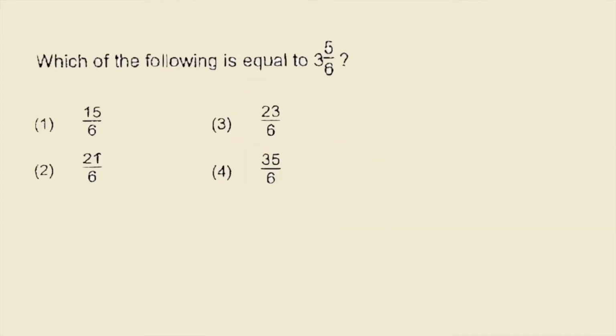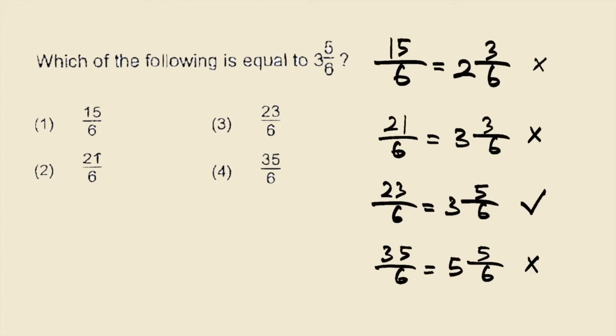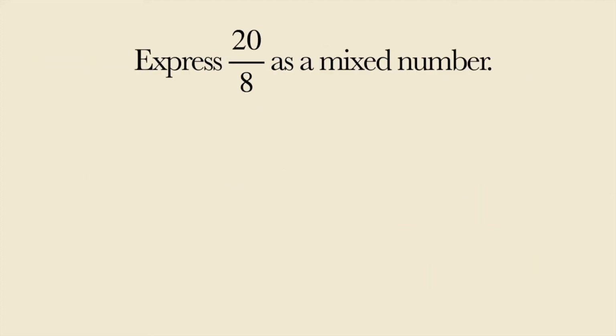Which of the following is equal to this fraction right here? Straight away you can tell all of them are improper, so they're not making it too obvious for us. Next, let's take a look. Just convert every one of them one by one to improper fractions, and you will find out that it is actually 23 over 6. That is the answer.